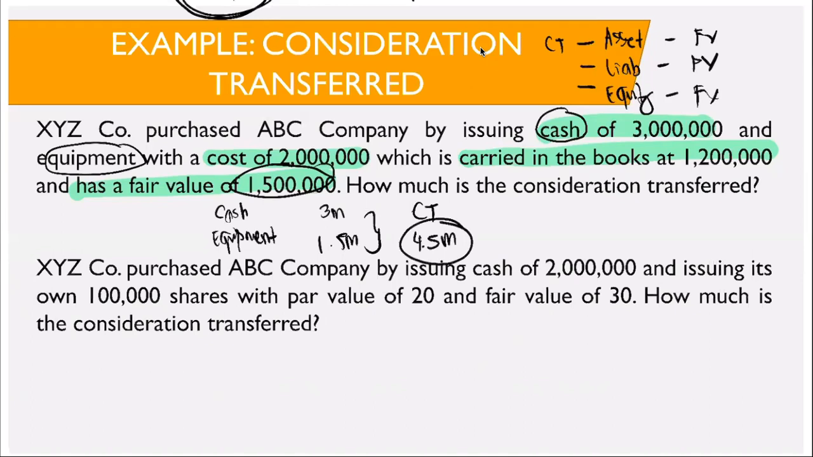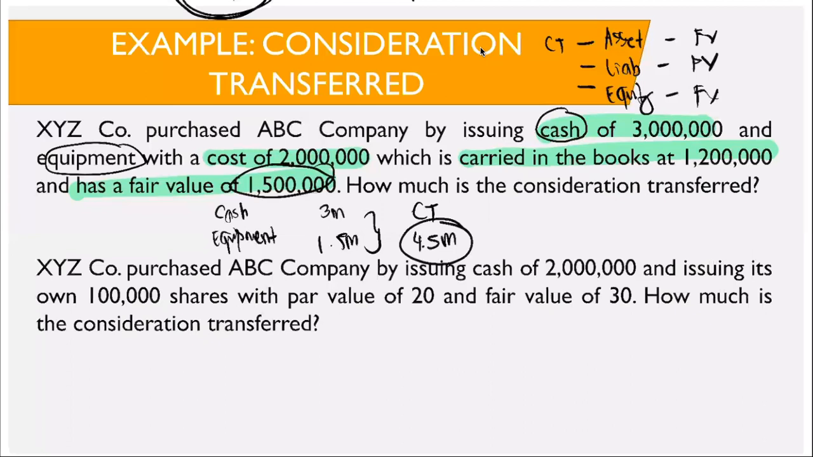Okay, next. XYZ company purchased ABC company by issuing cash of 2 million and issuing its own 100,000 shares with par value of 20 and fair value of 30. How much is the consideration transferred? We go back to our rules. If that is an asset, measure it at fair value. Liability, measure it at present value. Equity, measure it at fair value.